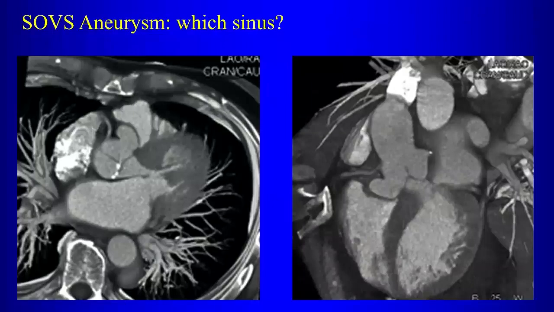So you guys over here, here's an aneurysm. Which sinus is that? Right, so that's the right. You can see the right coronary artery coming off here. So there's a right sinus of Valsalva aneurysm here. Note its relationship there to the right ventricle. Okay.